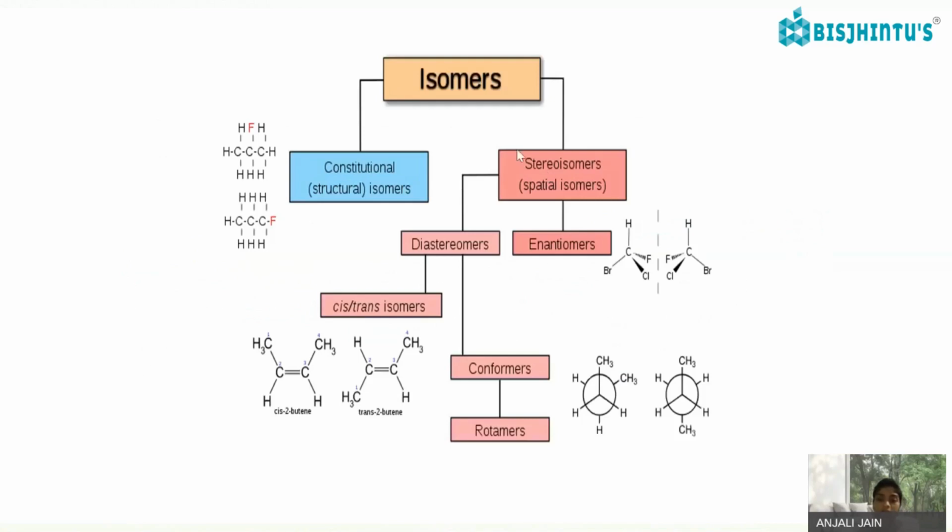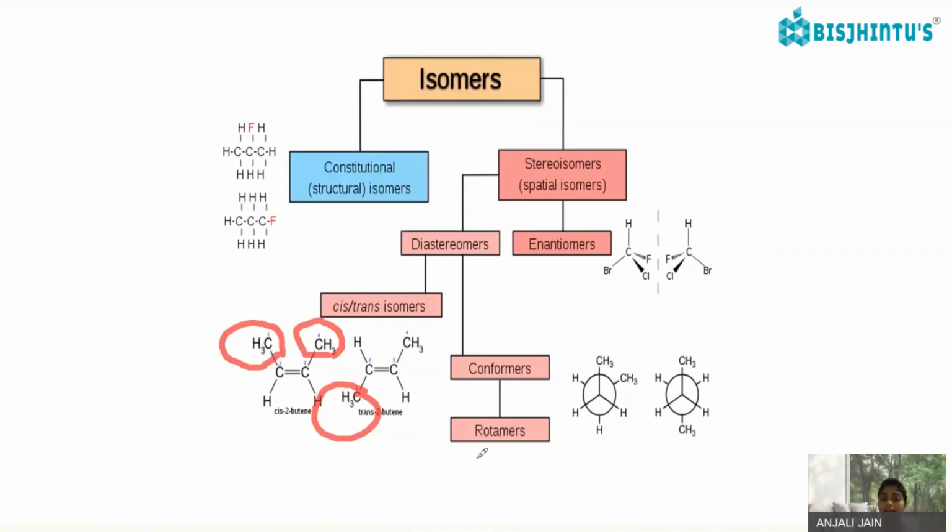So here is the total classification of isomerism. Isomers are divided into constitutional isomers and stereoisomers. Stereoisomers are of two types, diastereomers and enantiomers. Diastereomers are further divided into two types, cis and trans. Cis isomers are those which have the functional groups on the same side. Over here, the methyl groups are on the same side, whereas in trans isomers, the methyl groups are on different sides. So these are the trans. Cis are those isomers in which the same functional groups are present on the same side.